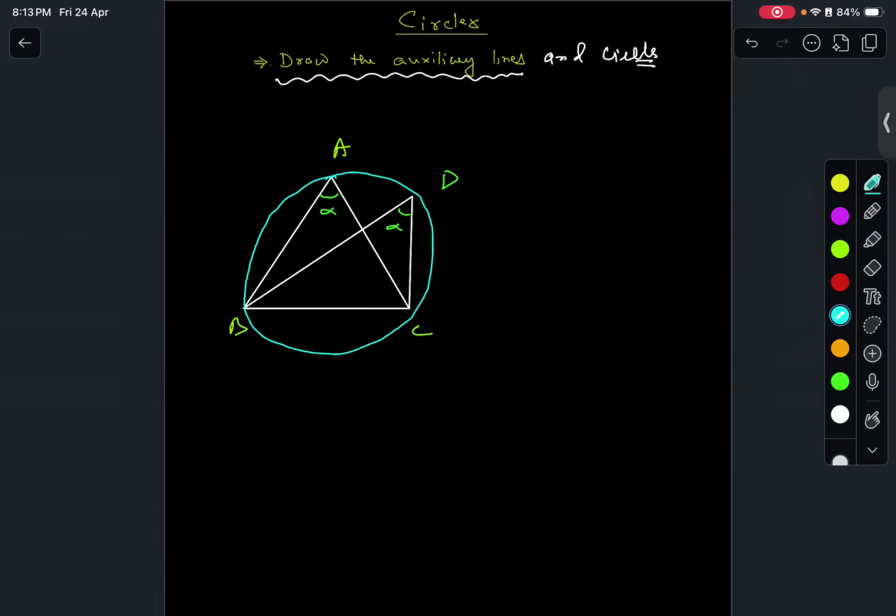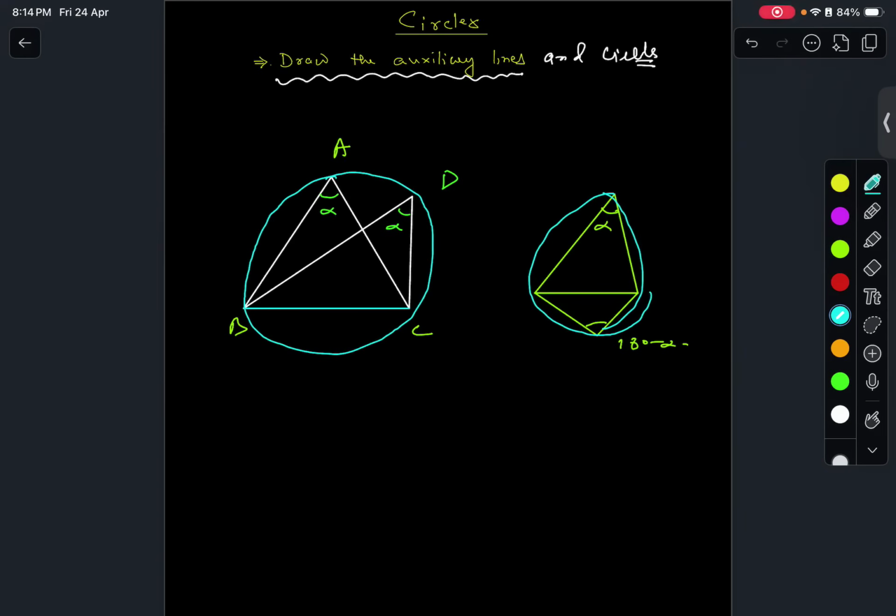BC is the chord, right? BC will be the auxiliary line, the chord of the circle, and both the angles are same. So on one side, if the same thing is given, one chord with this angle alpha, and this angle is 180 minus alpha. This angle is 180 minus alpha again.